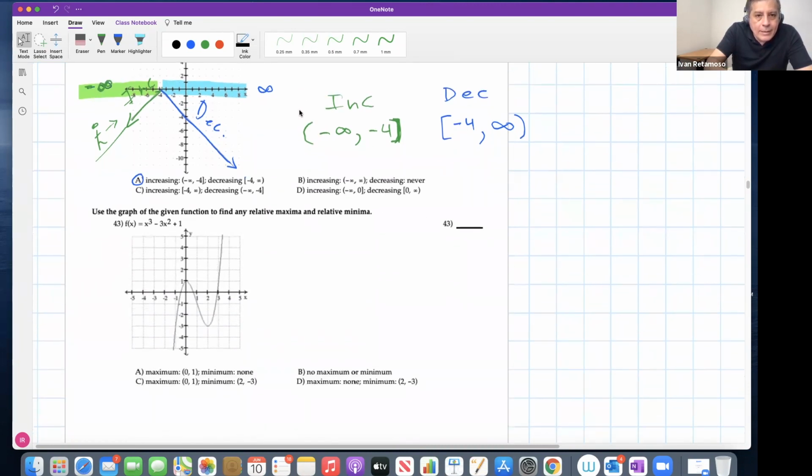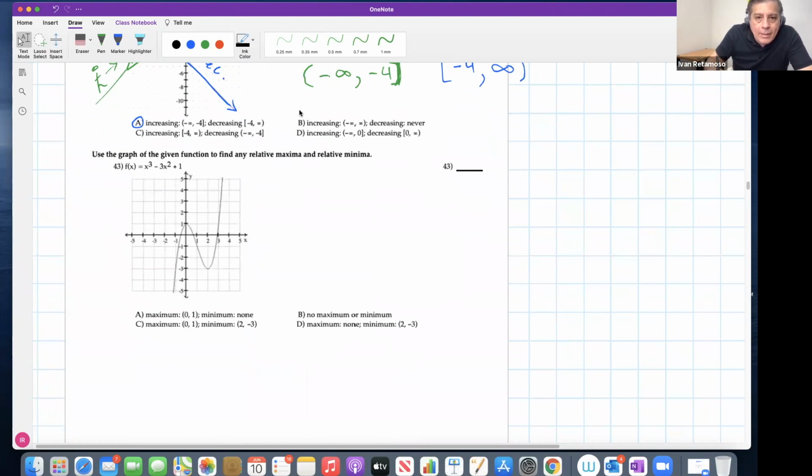This one deals with identifying the maxima and the minima, local maxima, local minima, which is the same as relative maxima, relative minima. And those are located, as I gave you these hints, at the turning points, where you see the mountains and where you see the valleys. This one we call a local max or relative max, because it is a mountain, and this one we call a local min or relative min, because it's like the bottom of a valley. That's it. These are the two you have to identify.